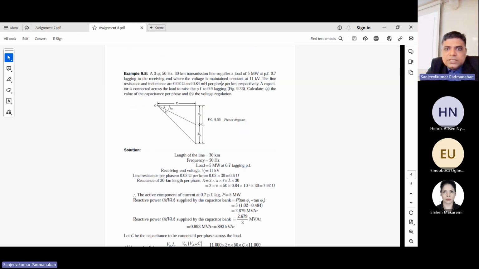Yeah, where the voltage is maintained constant at 11 kV on the receiving end. Where you want to maintain on the load side, am I right? So the load side is the receiving end. 11 kV is given in the problem. You are calculating everything on the generating side, because for the generating side they didn't give anything.